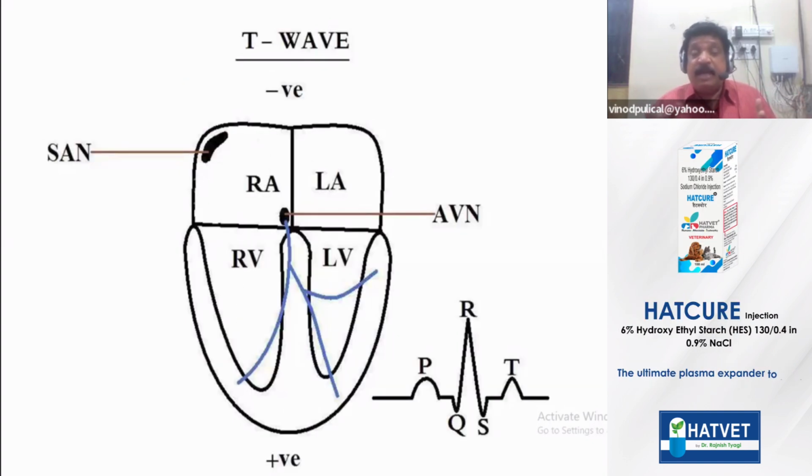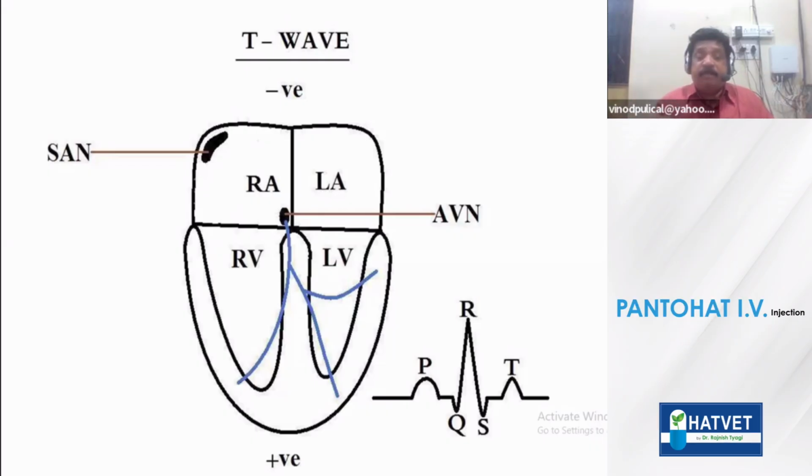And the T wave has a high significance because when there is an increased potassium level in the blood, the T wave amplitude increases. That we are coming to.